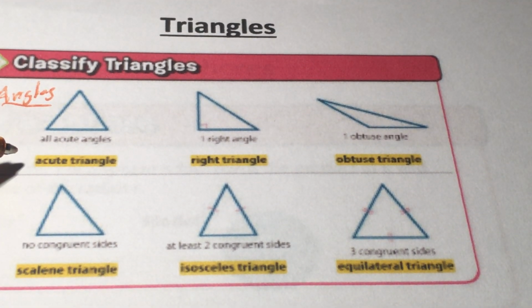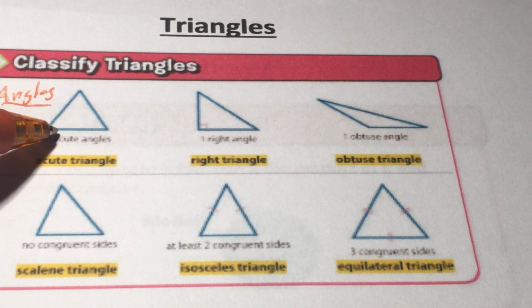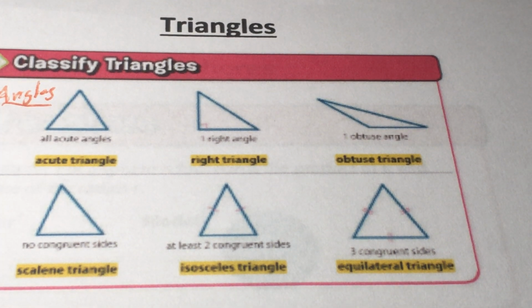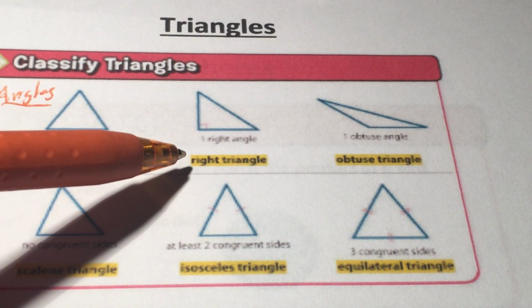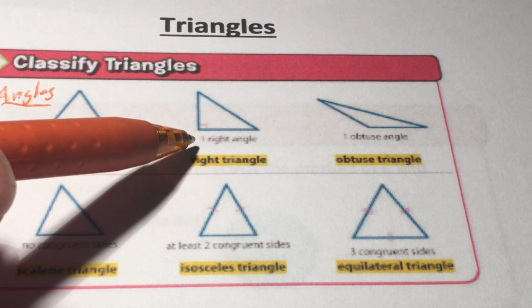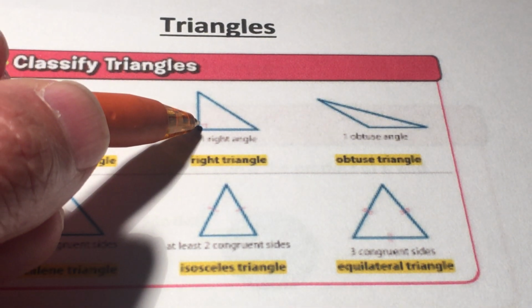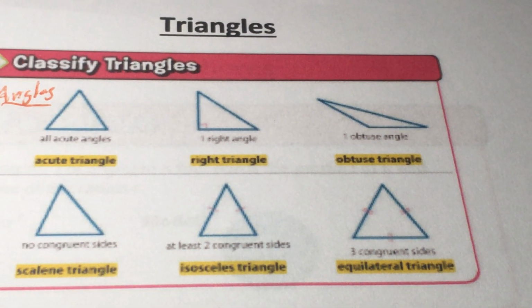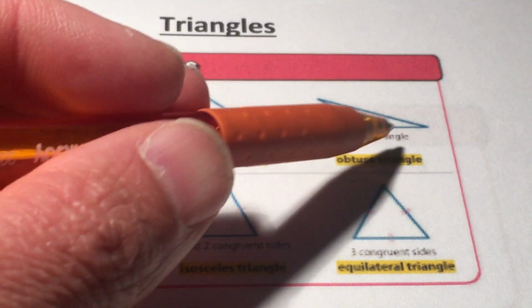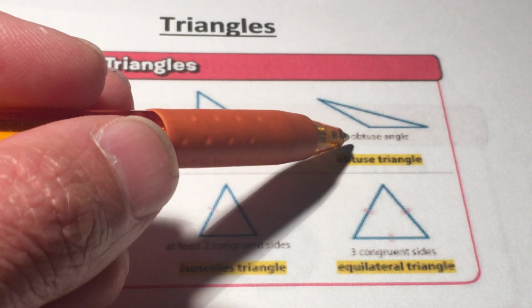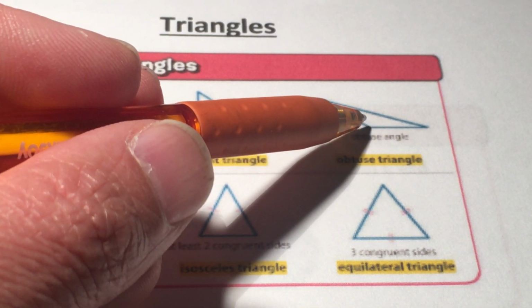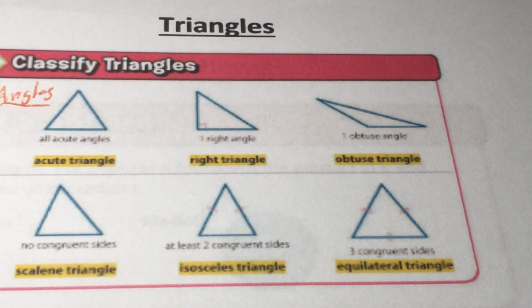We could have an acute triangle where every single angle inside the triangle is an acute angle. We could have a right triangle. A right triangle means that one angle of the triangle is going to be 90 degrees. Or we could have an obtuse triangle where one of the angles is obtuse. We could also classify it by its sides.